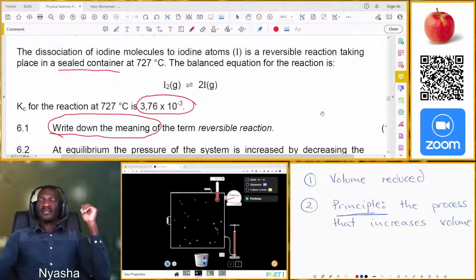So in these questions, these are some of the concepts that you're dealing with. You're looking at parameters of the experiment and your understanding of Le Chatelier's principle, and you apply it. That was 6.2. Any questions on that? Let's discuss.